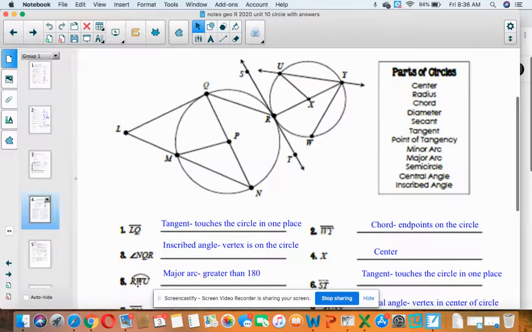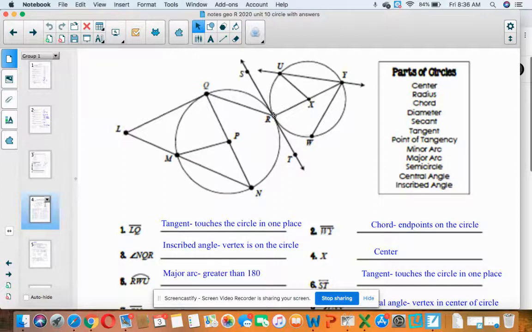The next one, this is an arc. So an arc can have 2 or 3 letters, but it has a curved little arc around it instead of a straight line segment. So an arc is just part of a circle. So arc RWU. So R W U. So let me just find the W and U.